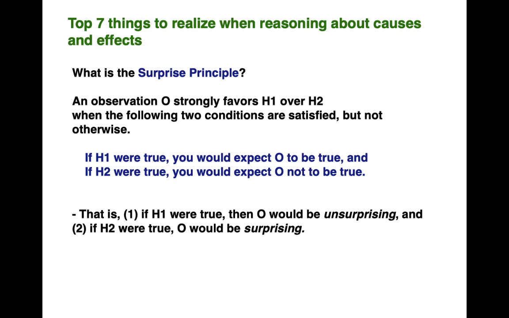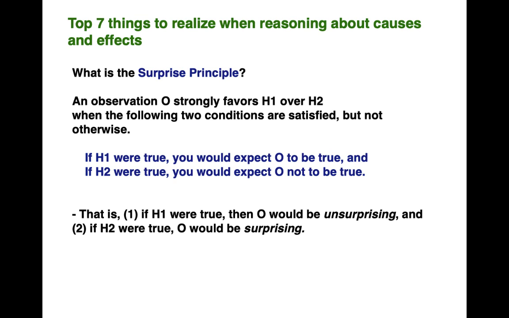An observation O strongly favors H1 over H2 when the following two conditions are satisfied, but not otherwise. If hypothesis 1 were true, you would expect a specific observation to be true. And if hypothesis 2 were true, you would expect that specific observation not to be true. So you're going to use the same observation to eliminate one of the theories.